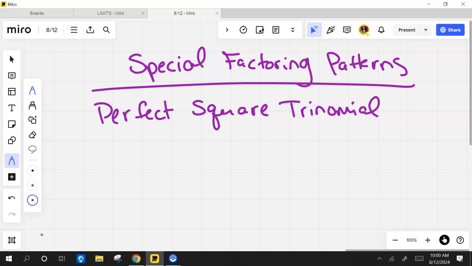What's trinomial mean? 3 what? 3 nomials. 3 terms in my polynomial, right? 1, 2, 3, separated by pluses and minuses, yes? All right, so here's what a perfect square trinomial is. Three terms. The last sign is always a plus. That's the first criteria that you're looking for. Is the last sign a plus? The first sign could be a plus or minus, it doesn't matter. The next thing you're looking for is, are the ends of the trinomial perfect squares?